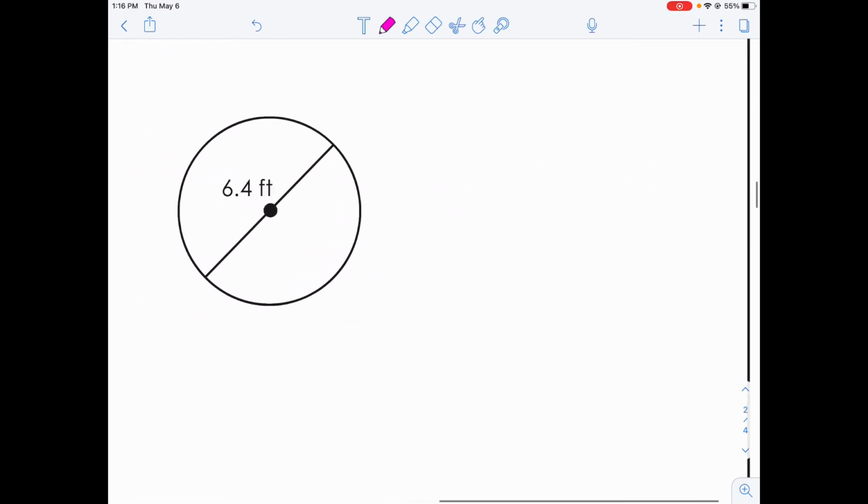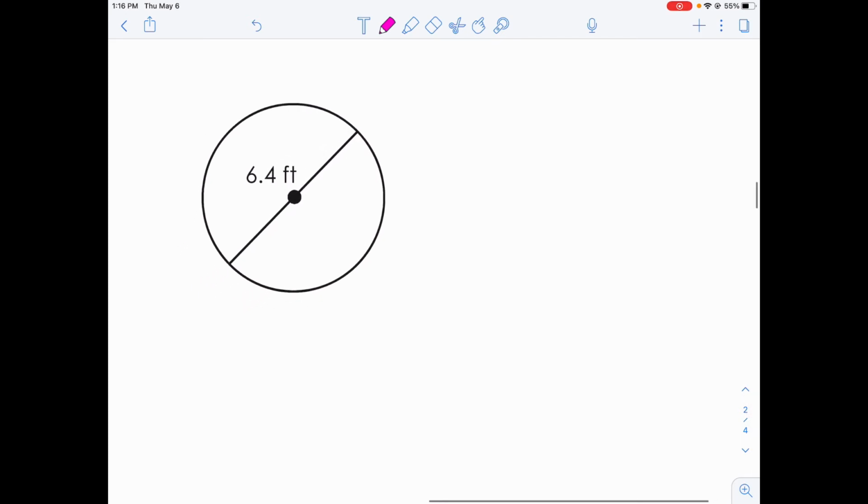Let's do another one together. First thing, you need to decide if they gave you the radius, and on this particular one, again, they did not, so we need to calculate the radius. To calculate the radius, we take the diameter, 6 4/10, and divide it by 2. 6 4/10 divided by 2 is 3 2/10 feet for my radius.